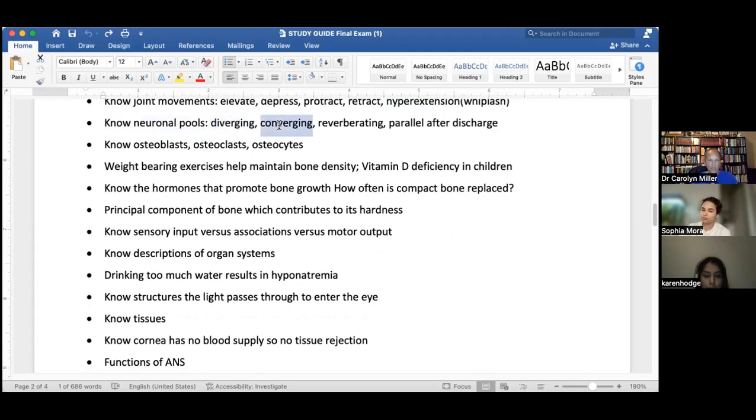The converging is from many to one. I'm thinking of hot chocolate, there's snow, I smell pine, I know the date, I'm thinking of Christmas. So converging, many inputs, one output. Diverging, one input, many outputs. Reverberating just goes continuous, it's repeating. Sleep-wake cycles, walking, etc., those are reverberating neuronal pools.